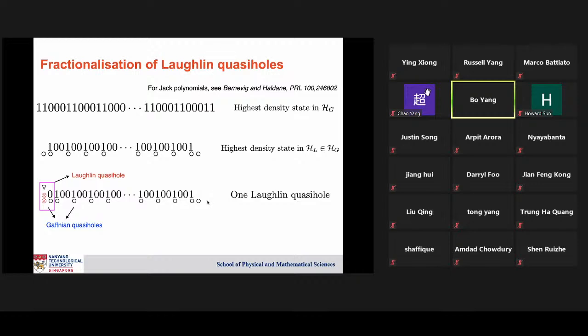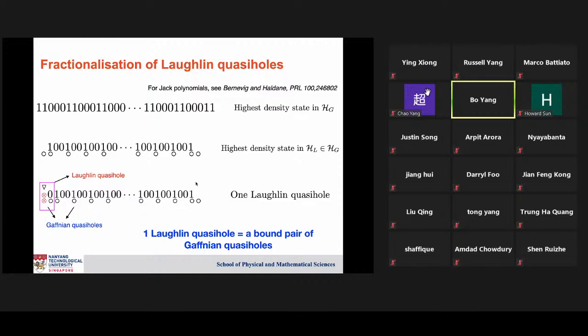The key idea is that the Laughlin quasihole actually has an internal structure. You can think of this as a molecule or bound state of one pair of Gaussian quasiholes with internal levels. This is very natural to see from the conformal Hilbert space point of view, but why didn't people talk about this before? People have studied Laughlin states for a very, very long time.